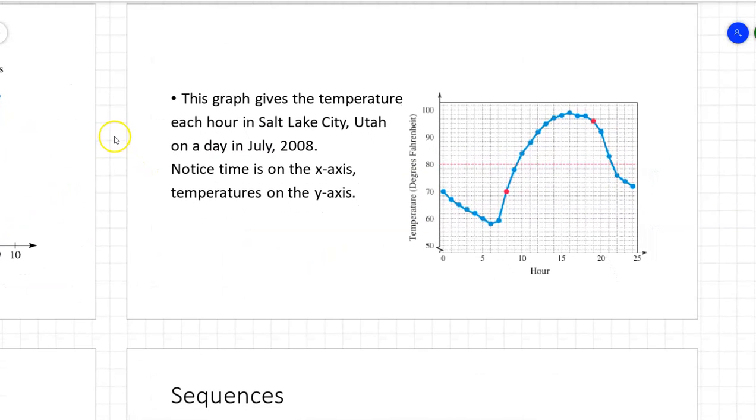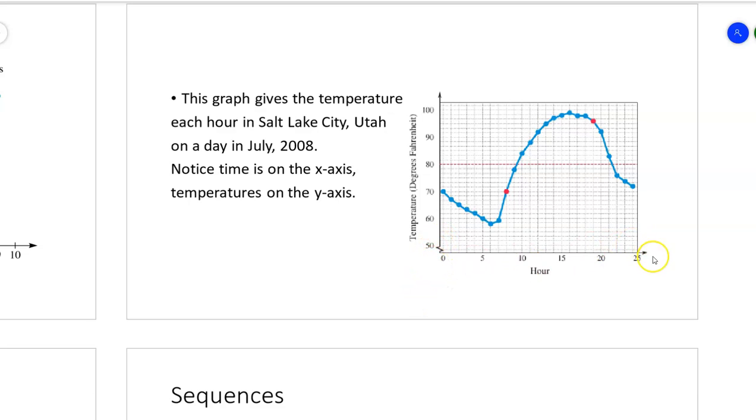Here's another graph. This one maps the temperature each hour in Salt Lake City, Utah on a particular day in July. Now, notice that they labeled the axes for us, right? The vertical axis, oftentimes we call this the y-axis, is the temperature. It tells us that it's in degrees Fahrenheit. And we notice this little mark down the bottom that indicates that we're not starting at 0. It makes more sense for our graph to start at 50 because there weren't any temperatures that were less than 50. So to make us aware that we've skipped some values, they put that little funky mark in there.